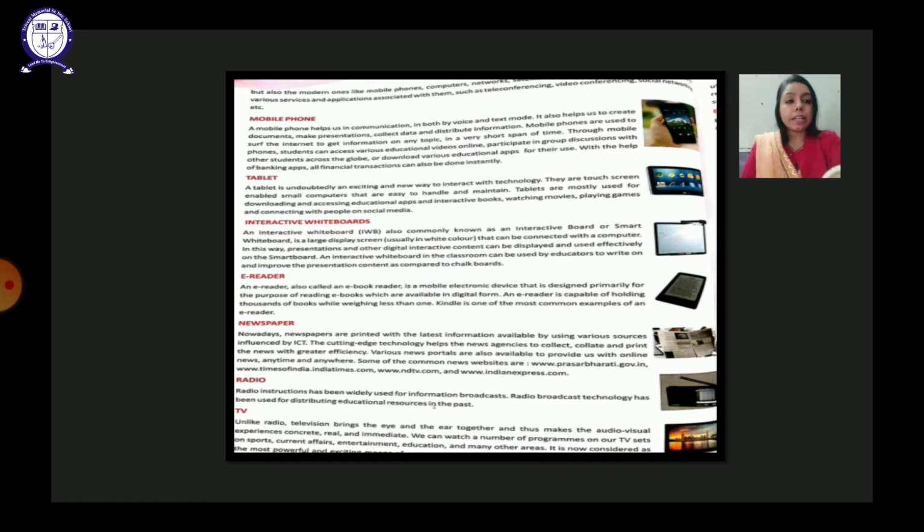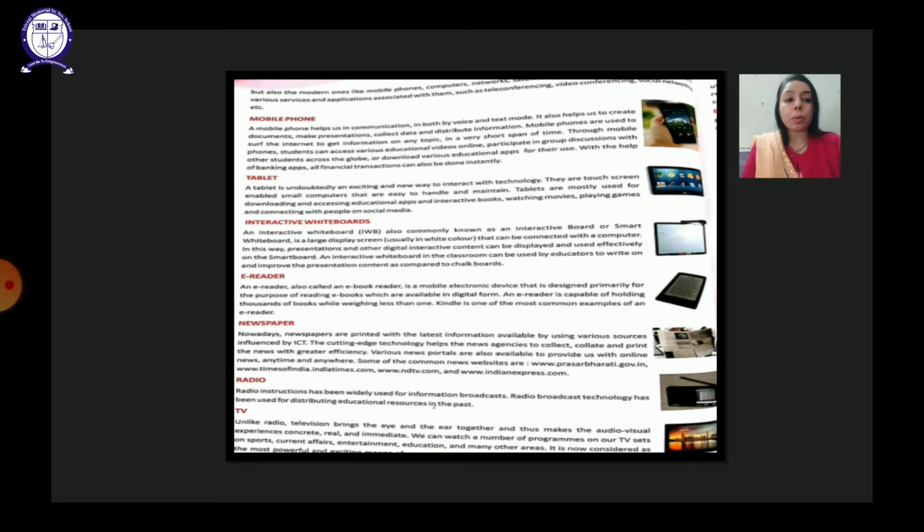Next we have the e-reader. So an e-reader is an e-book reader, that is a mobile electronic device that is designed for the purpose of reading e-books which are available in digital form. So it can hold thousands of books while weighing less than one, and Kindle is one of the most common examples. You must have seen the Kindle app. You can install it on tablets as well as on mobile phones, right?